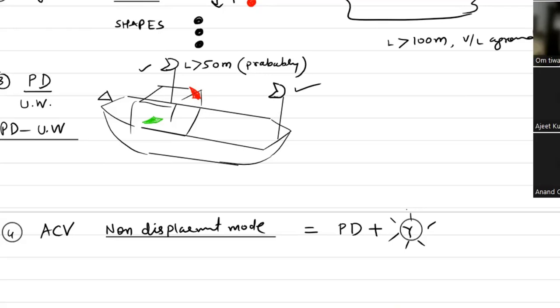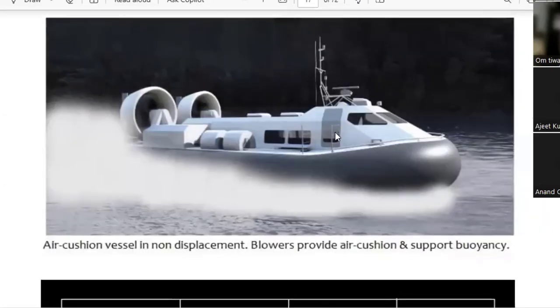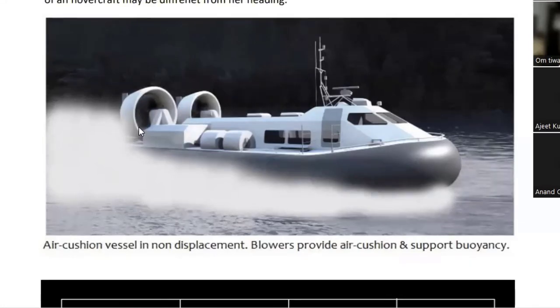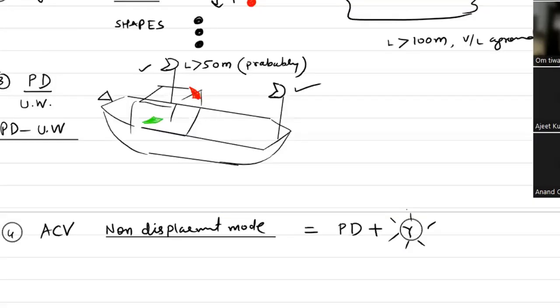I think I should show you the picture also so that you have some idea. This picture is taken from this book only. Look at this. This is non-displacement mode. There are blowers here, and these blowers are providing sufficient buoyancy support. It is not displacing water. It is just moving on the surface and moving at a very fast speed. All right. So that is actually a powered vessel, air cushion vessel in non-displacement.